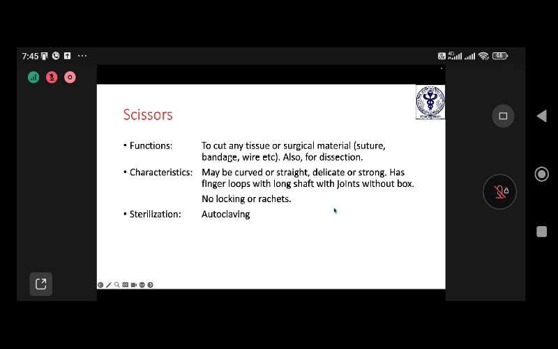Commonly, you will have Metzenbaum. I'll be showing the picture as well. What is the typical characteristic? It may be curved or straight, and it may have delicate or strong jaws or shaft. Generally, they are finger-looped instruments with a long shaft, and nowadays they usually have box joints because there is the advantage of stability in that. And since it's a scissors, there is no need for any lock or ratchet because you are not going to lock it. You are just going to cut it and release it. Again, the sterilization is through autoclaving.